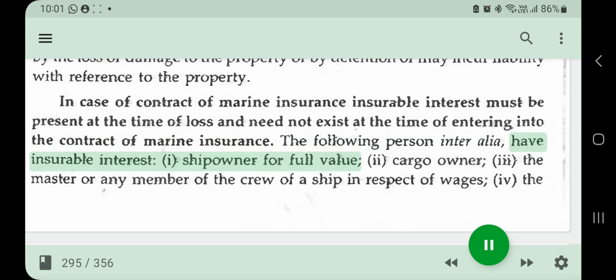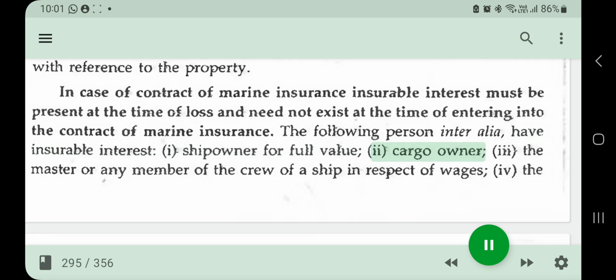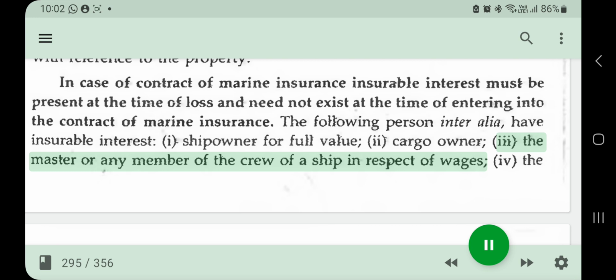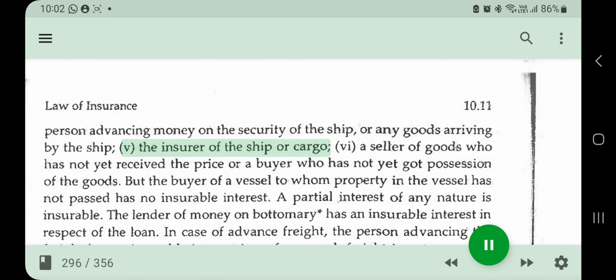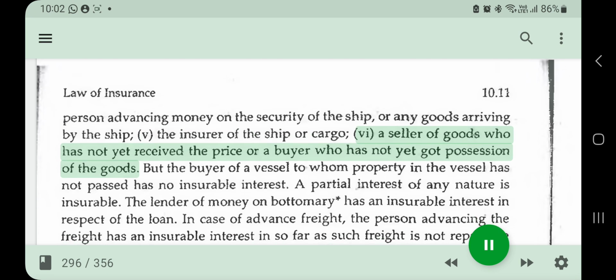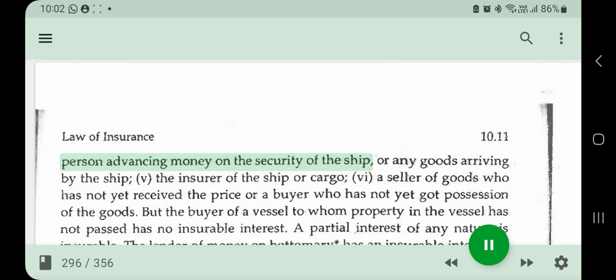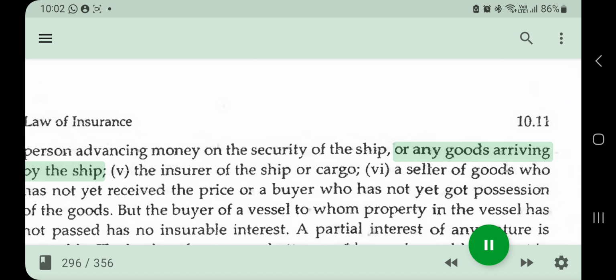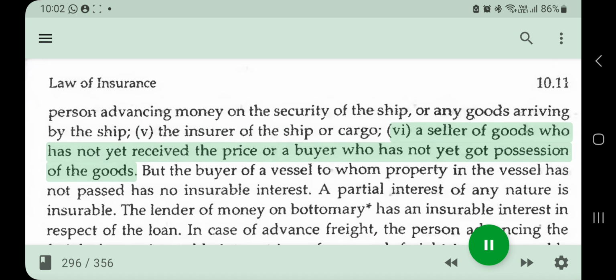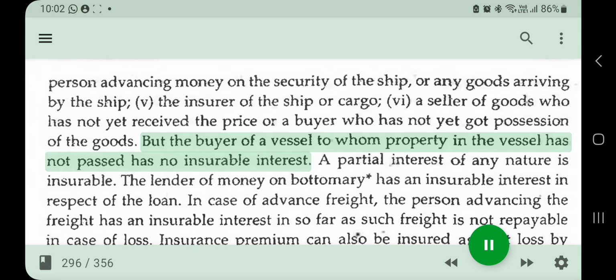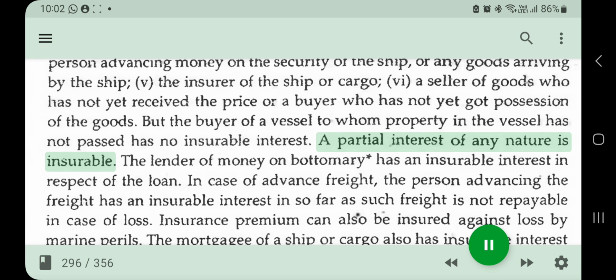The following persons inter alia have insurable interest: I. Shipowner for full value. II. Cargo owner. III. The master or any member of the crew of a ship in respect of wages. IV. A person advancing money on the security of the ship, or any goods arriving by the ship. V. The insurer of the ship or cargo. VI. A seller of goods who has not yet received the price, or a buyer who has not yet got possession of the goods. But the buyer of a vessel to whom property in the vessel has not passed has no insurable interest. A partial interest of any nature is insurable.